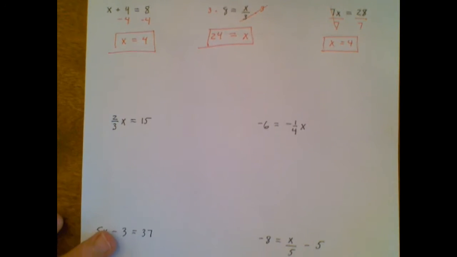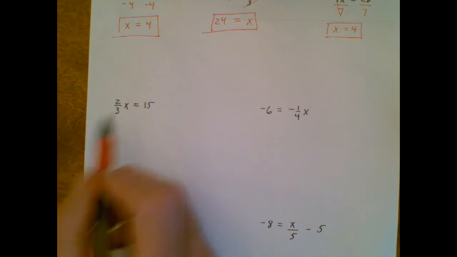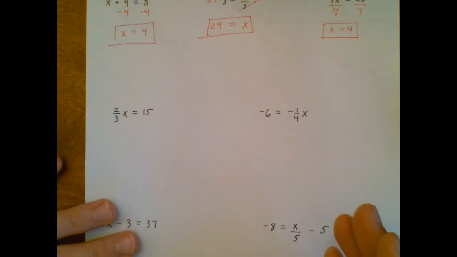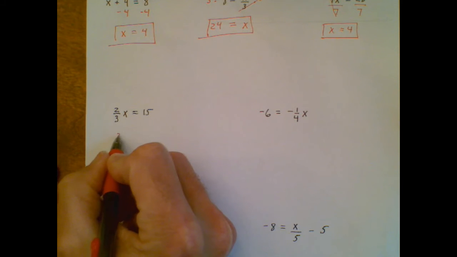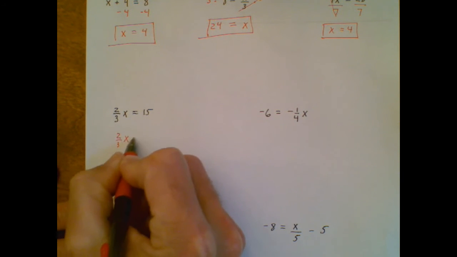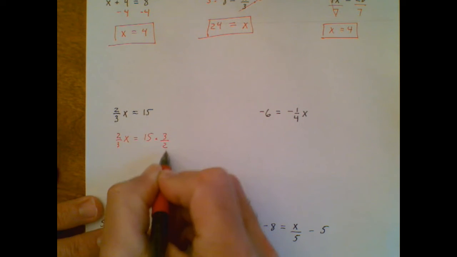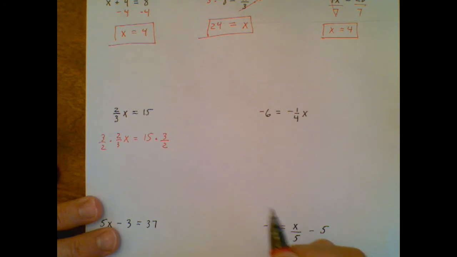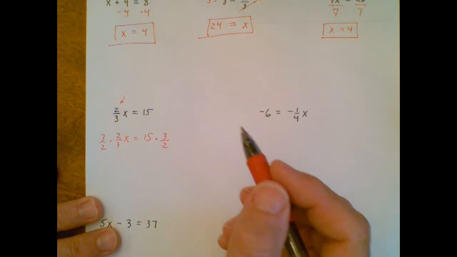Okay, let's spice this up a little bit. I've got a fraction. There's a 2/3 attached to the x. What you should do when you see fractions is multiply each side by the reciprocal. So I'm going to recopy the 2/3 x equals 15. But now I'm going to multiply the left-hand side and the right-hand side by the reciprocal. The reciprocal of the 2/3 is 3/2.